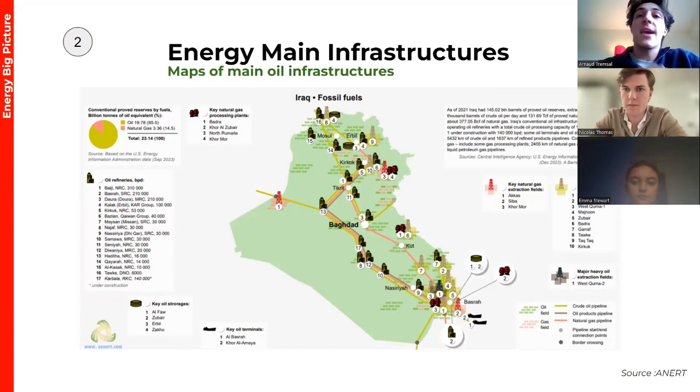It is composed of a complex and holistic web of heavy extraction fields, the major one being West Qurna 2, refineries and pipelines that lead to storage sites, notably storage sites in the south in Qasr, which is a port opening at the Persian Gulf. There are also natural gas extraction fields, and their processing plants are located just next to them, in particular in the west part, northeast, and south of Iraq.